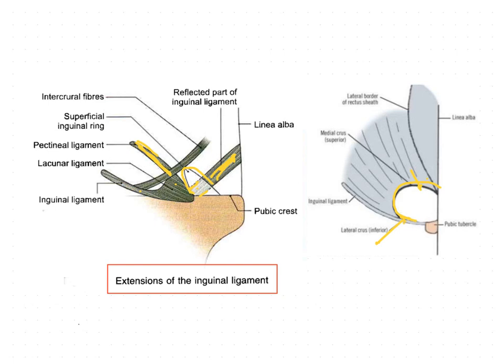So this reflected part of the inguinal ligament lies behind the superficial inguinal ring and in front of the conjoined tendon. Its fibers interlace with those of the opposite side at the linea alba. So this is all about the inguinal ligament. In the next session we are going to see the rectus sheath. Thank you.